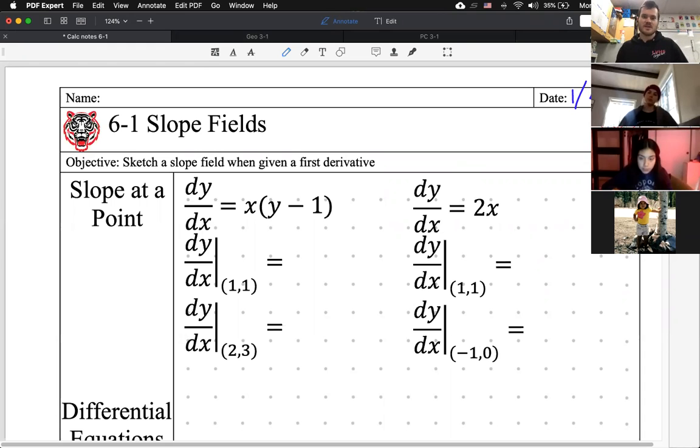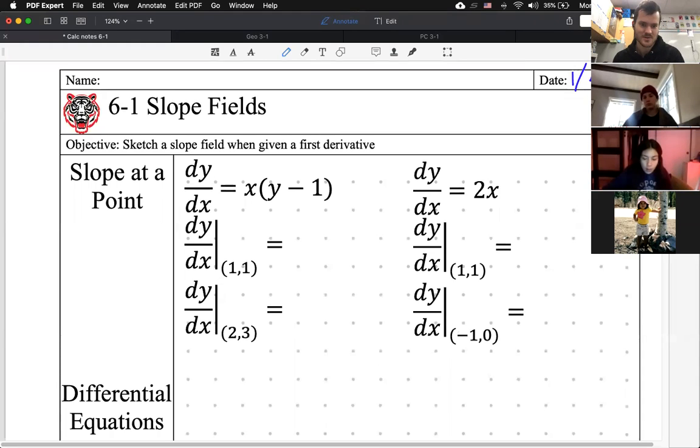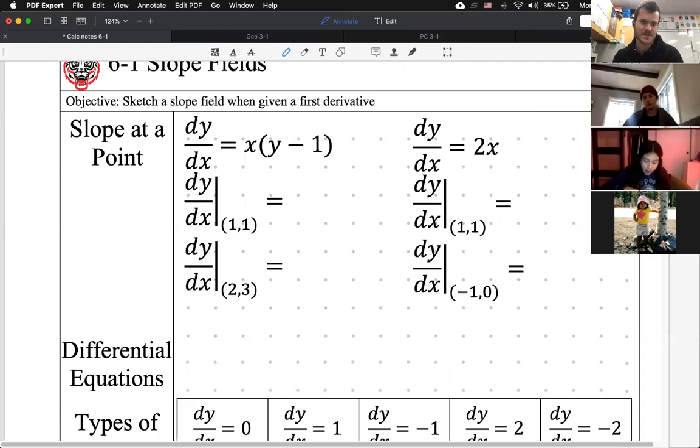Our objective today, Andrea, is to sketch a slope field when given a first derivative. And slope fields look super, super cool, especially once you have computer programs automatically generate them. And I think they would make a great cover page for a binder. Anyway, let's talk about slopes because it's a slope field.